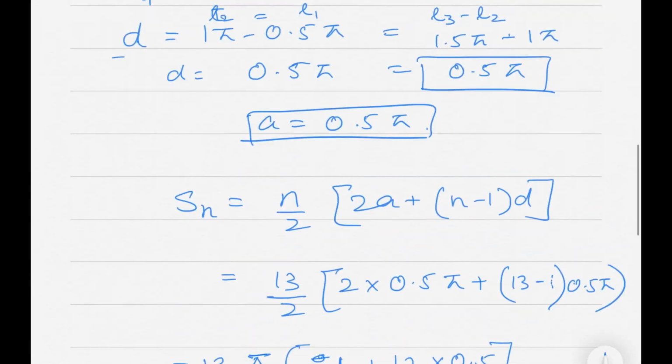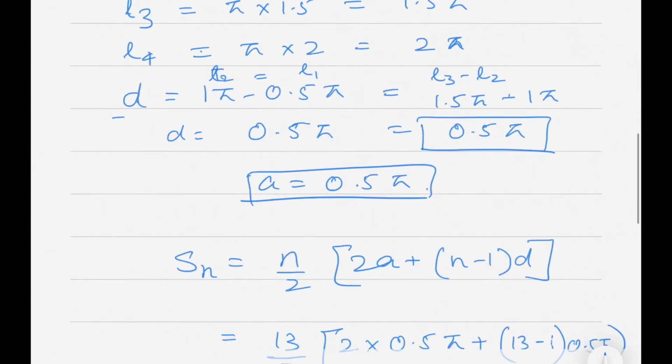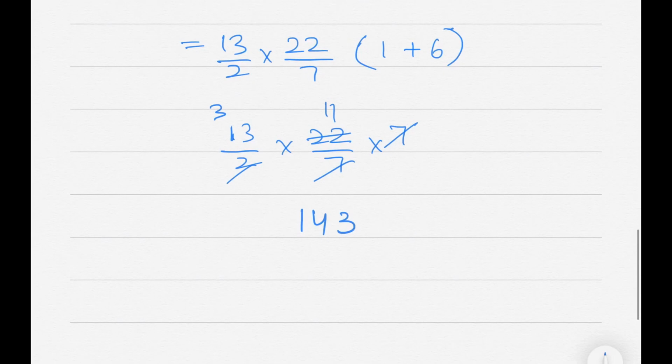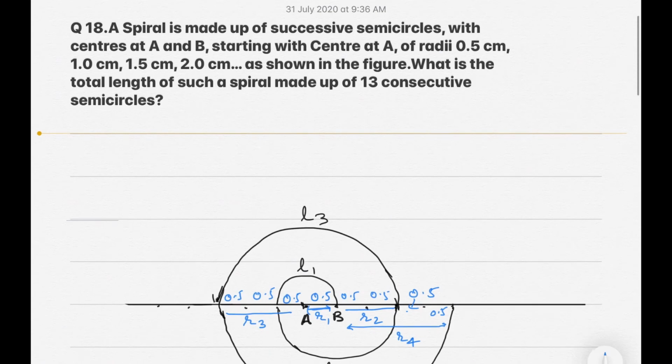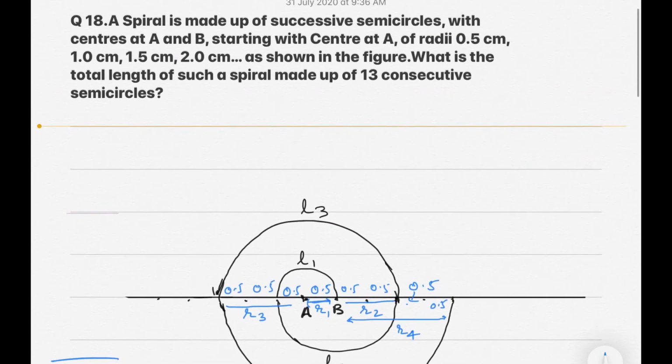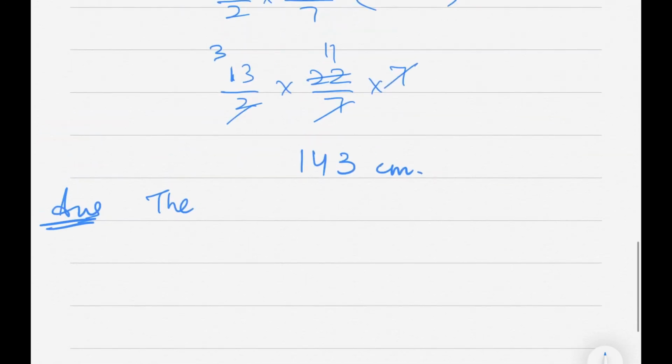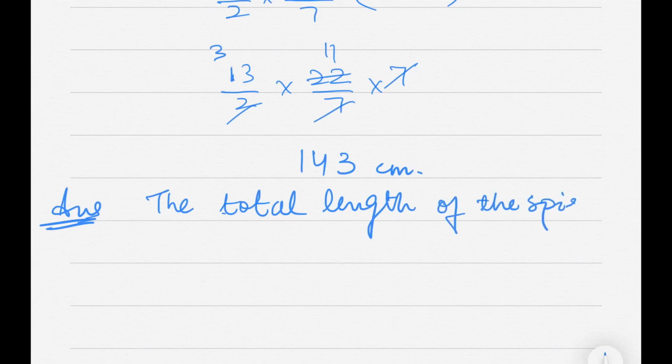Okay, now all my radii are given in centimeters, so I would say the length of the loop is equal to 143 centimeters. Okay, now I can write down my answer. The question that they had asked was: what is the total length of the spiral made by 13 consecutive semicircles, right? So the total length of the spiral is 143 centimeters. So that's my answer, and we are done with the 2 questions in this video.